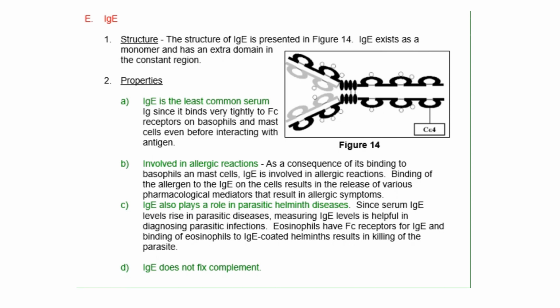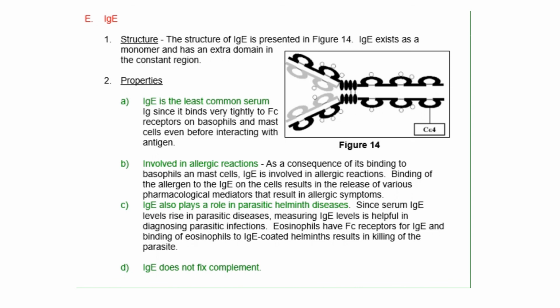It is usually present on these cells. It is involved in allergic reaction as a consequence of its binding to the basophils and mast cells. Binding of allergen to the IgE on the cell surface results in release of various pharmacological mediators that result in allergic symptoms. We will see how binding of pollen or allergenic substance to immunoglobulin E mediates the release or degranulation of these types of cells by cross-linking of two immunoglobulin molecules on the surface of these cells.